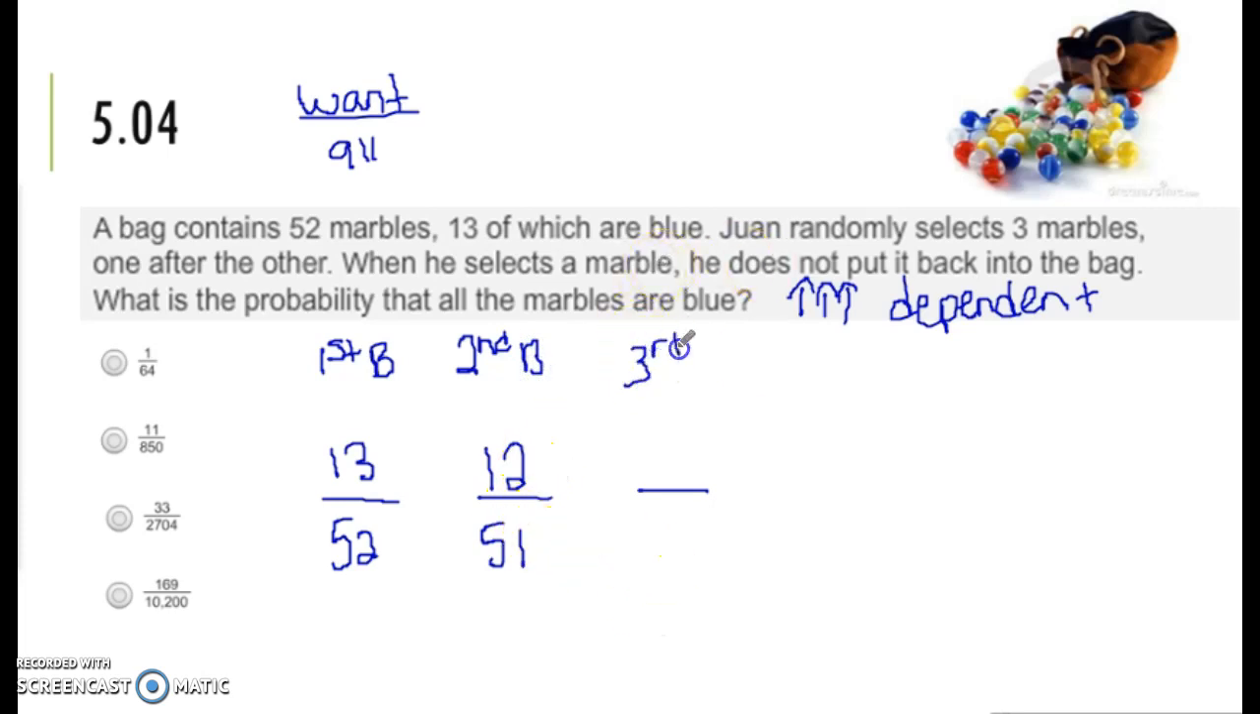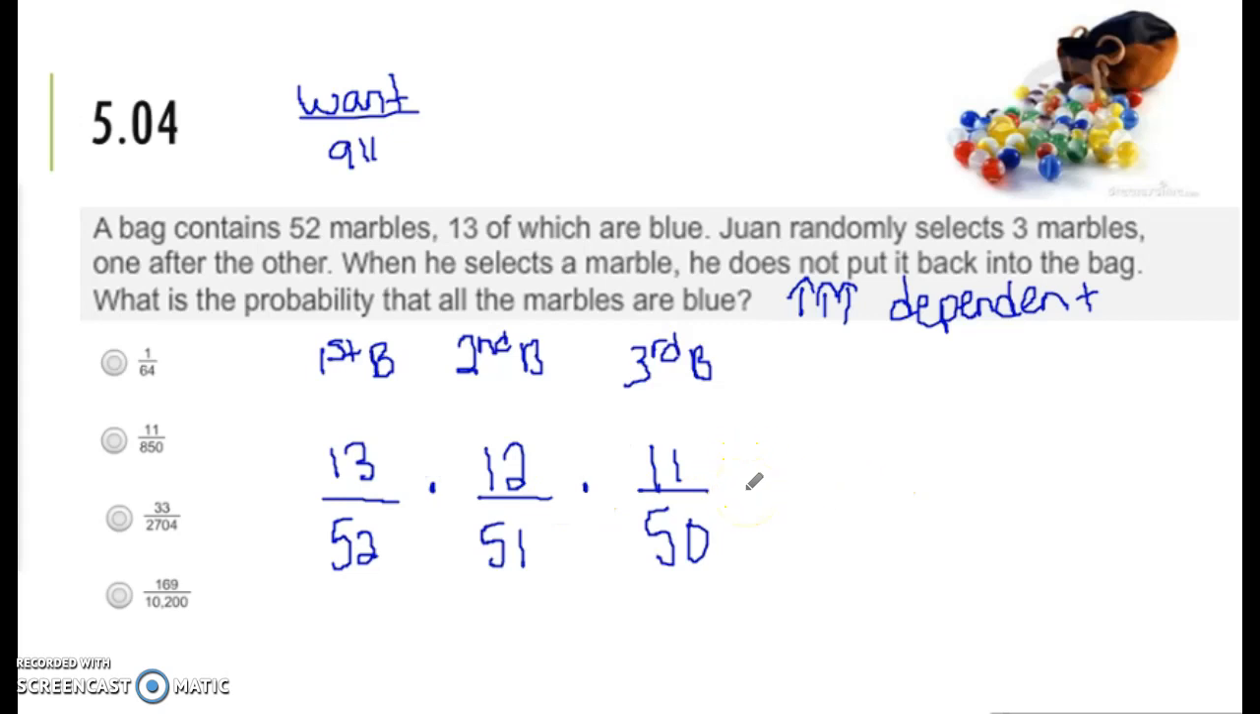And then for the third draw, the third time we're trying to draw a blue marble, again, we kept both of those marbles out. So now there's only 11 blue marbles left and only 50 total marbles. And we want all 3 of these things to happen, so we're going to multiply.